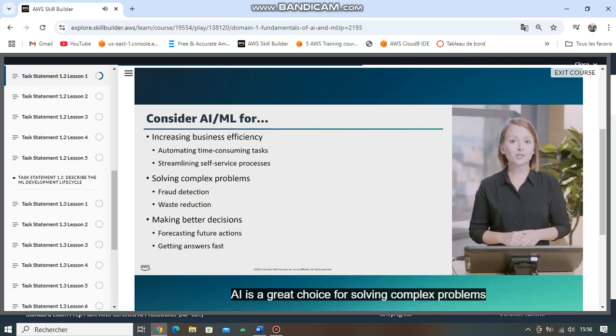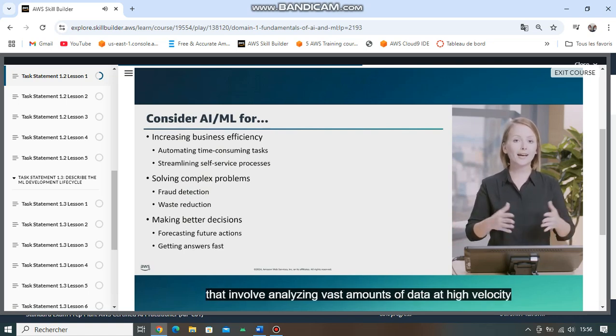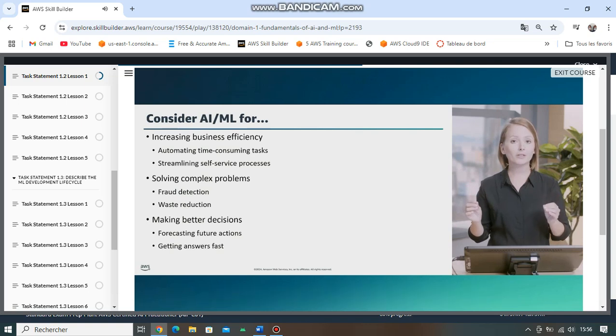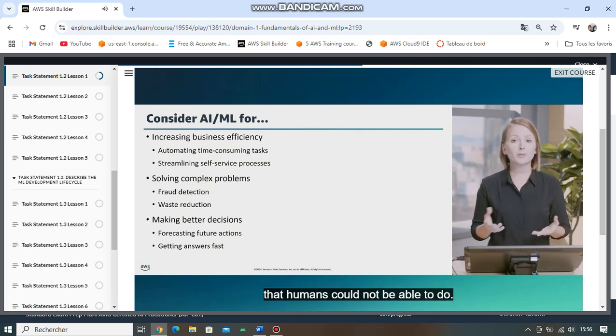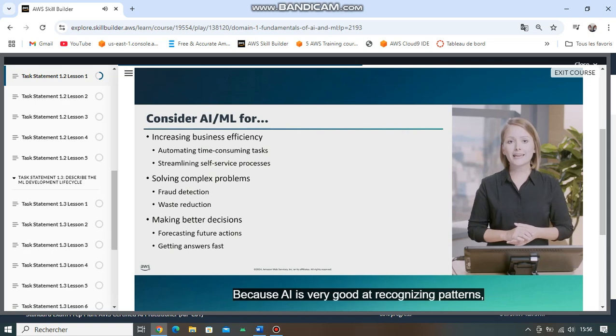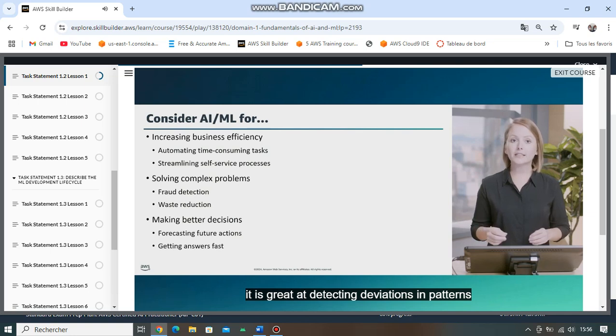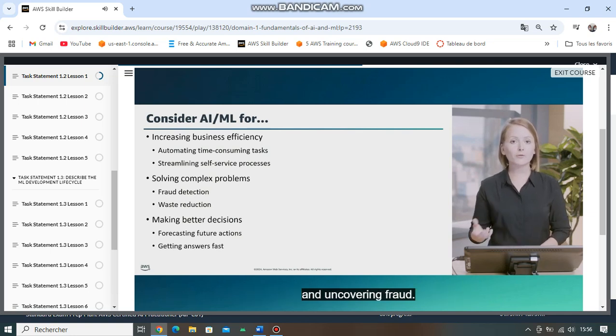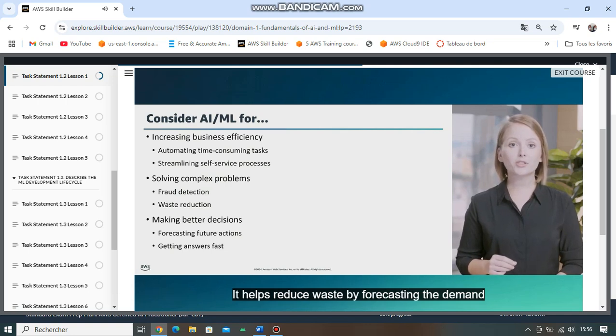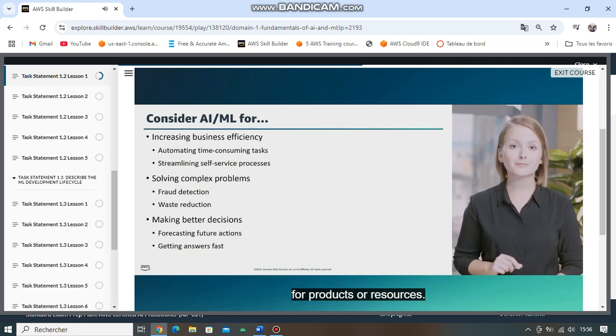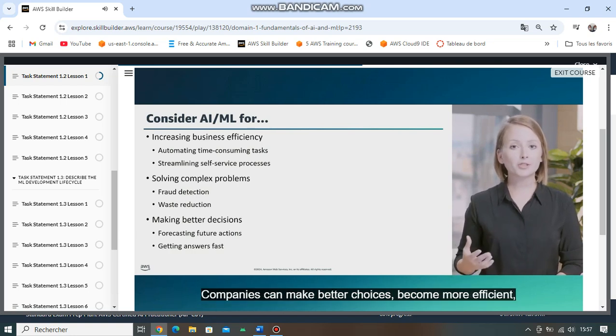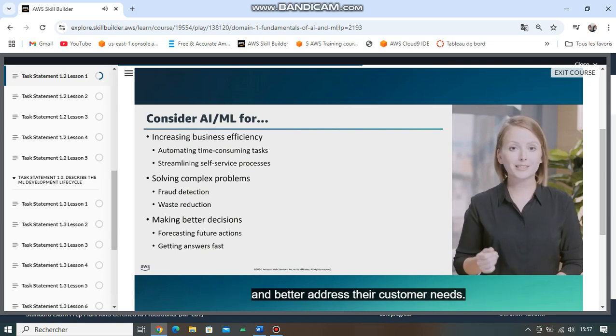AI is a great choice for solving complex problems that involve analyzing vast amounts of data at high velocity that humans would not be able to do. Because AI is very good at recognizing patterns, it is great at detecting deviations in patterns and uncovering fraud. It helps reduce waste by forecasting the demand for products or resources. Companies can make better choices, become more efficient, and better address their customer needs.